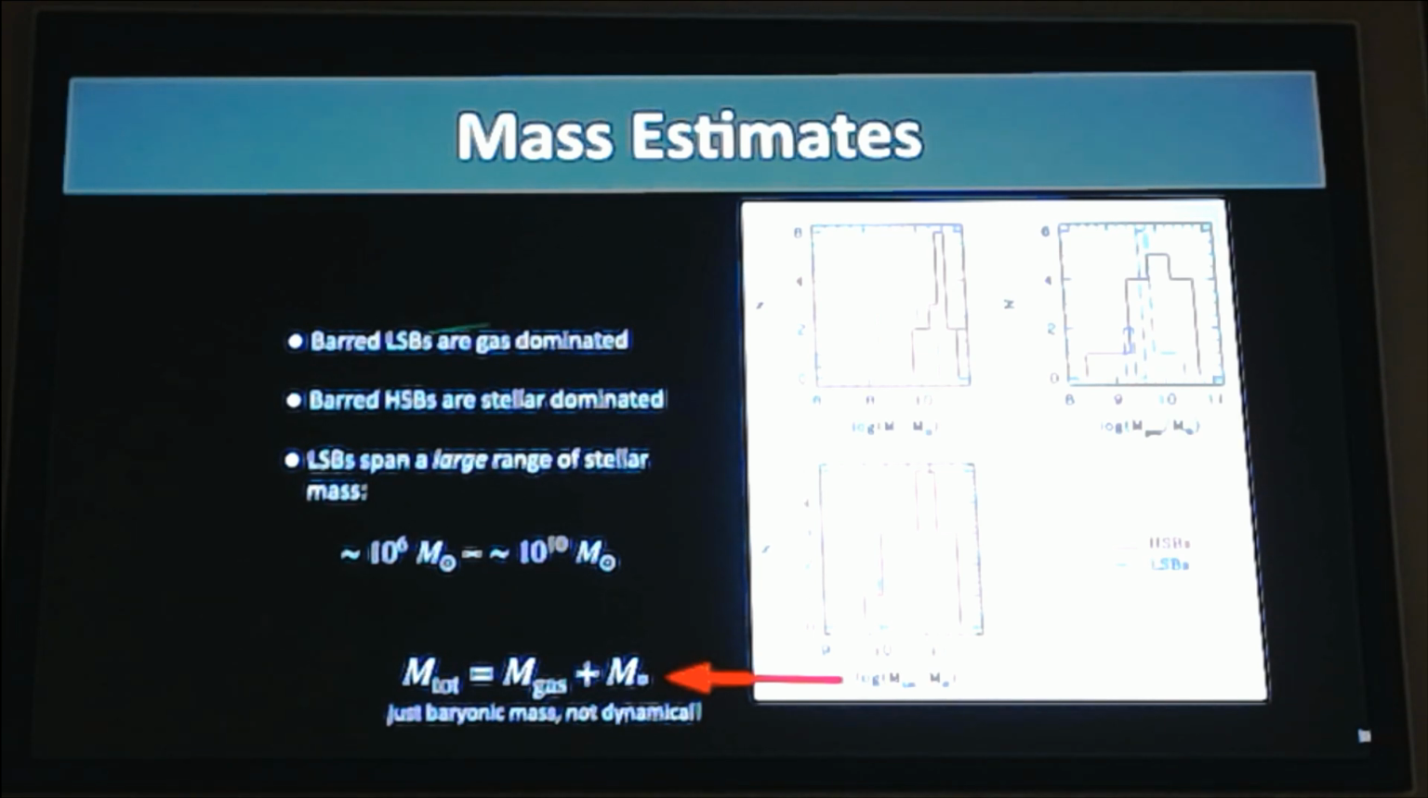We find our barred LSBs are gas dominated, and our HSBs are stellar dominated. Again, this is expected. But we find that our LSBs span a huge range of stellar mass, ranging from 10 to the 6 to roughly 10 to the 10 solar masses, whereas the HSBs are clustered almost exclusively up here at 10 to the 10. It's the flip side for the gas mass, where our LSBs are almost all contained at around 10 to the 9 solar masses for gas mass, and our HSBs have a larger spread.